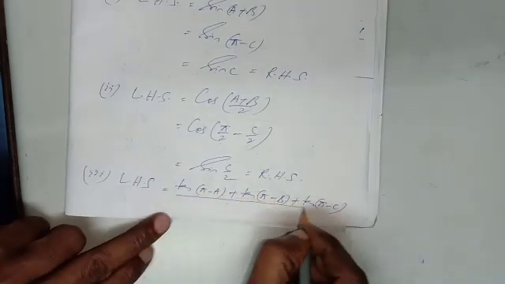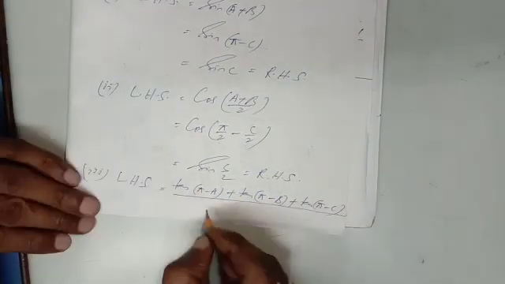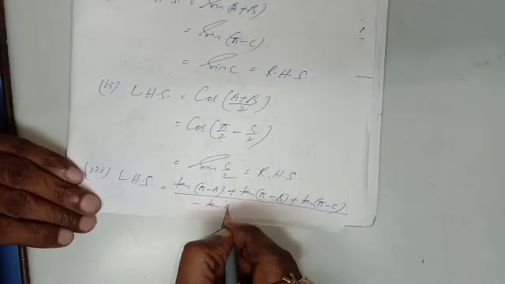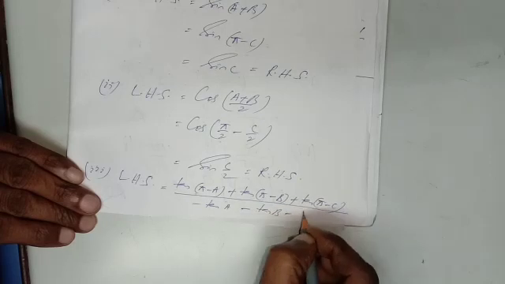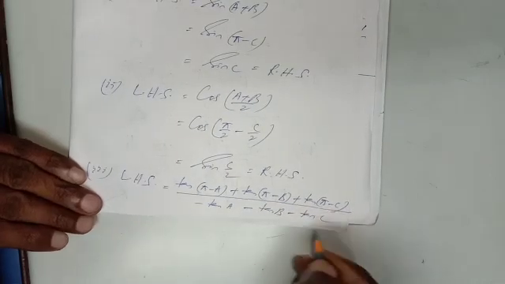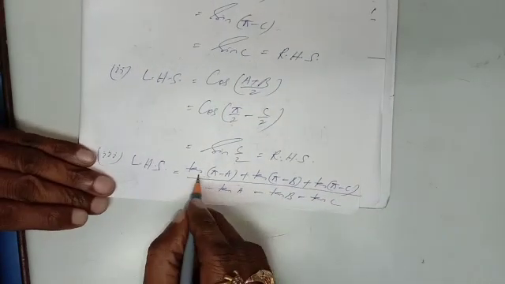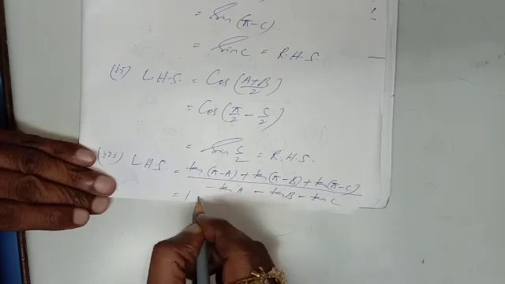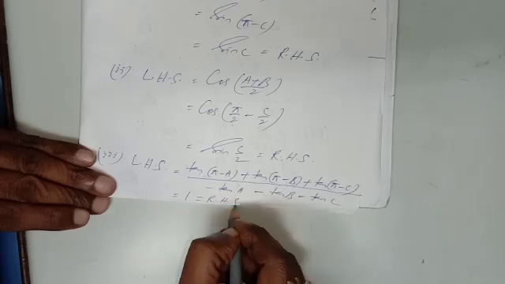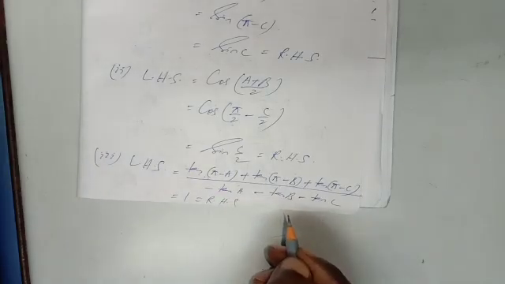And the denominator is tan pi minus A, which is minus tan A. Here also it will be minus tan B, here also minus tan C. And if you break the numerator also, it will come minus tan A, minus tan B, minus tan C. Both will be cancelled, and it will be 1, which is equal to the right hand side. Okay, this third part is also completed. Let us go to the next number.